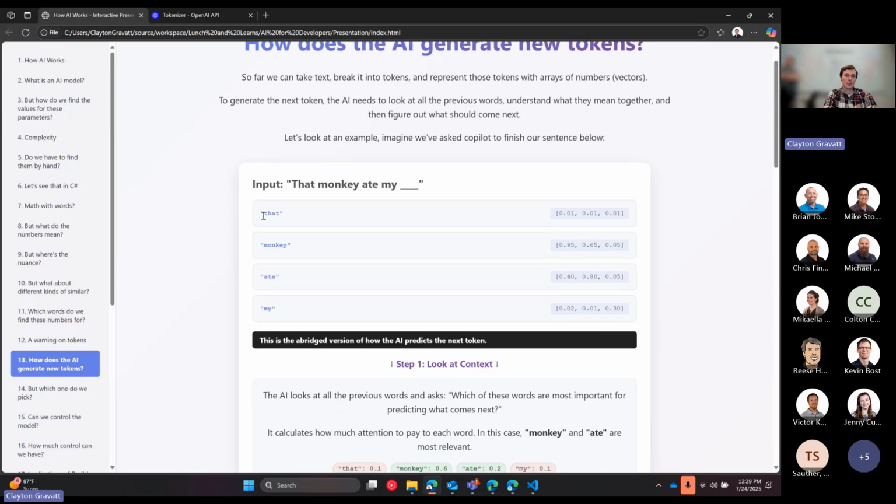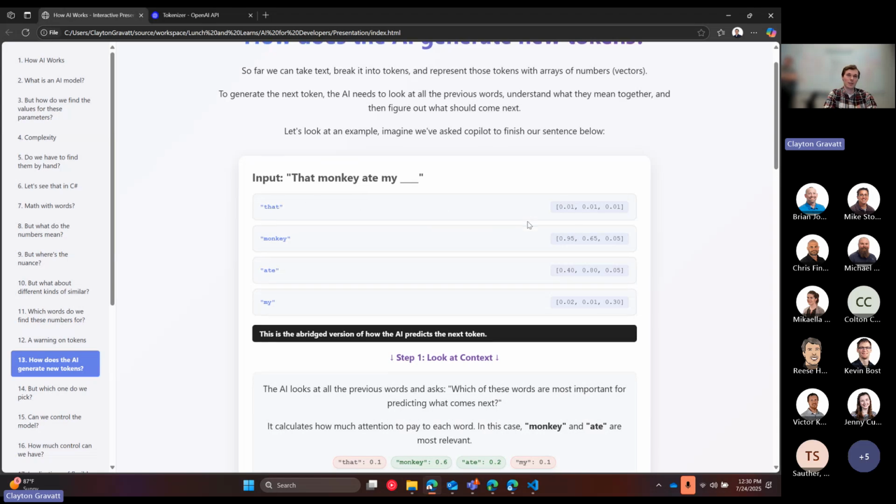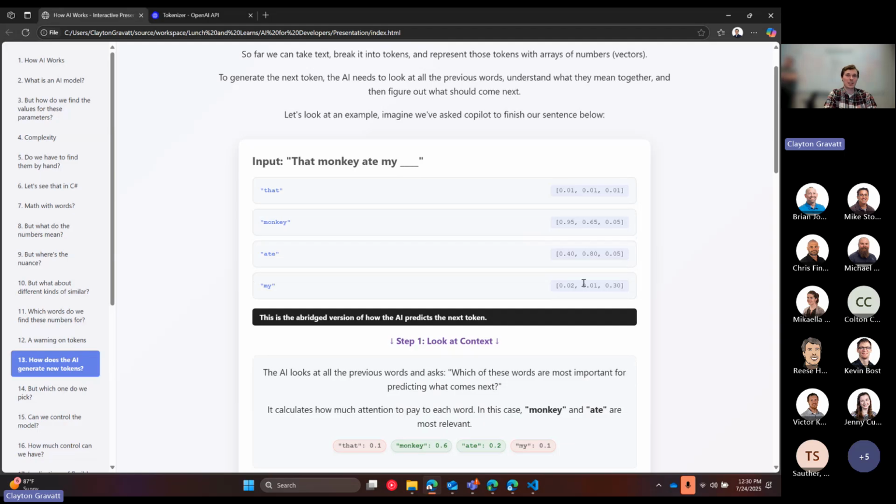So let's break it down into our tokens. "That monkey ate my." Lucky for us, it very nicely mapped. We didn't have to break anything into "mung" and "key." And we found the numbers that are associated with those tokens as well. So we have our numerical representations of this sentence so far after breaking it down into tokens. So we just have these arrays of numbers that represent the sentence. And now we need to figure out which token comes next.